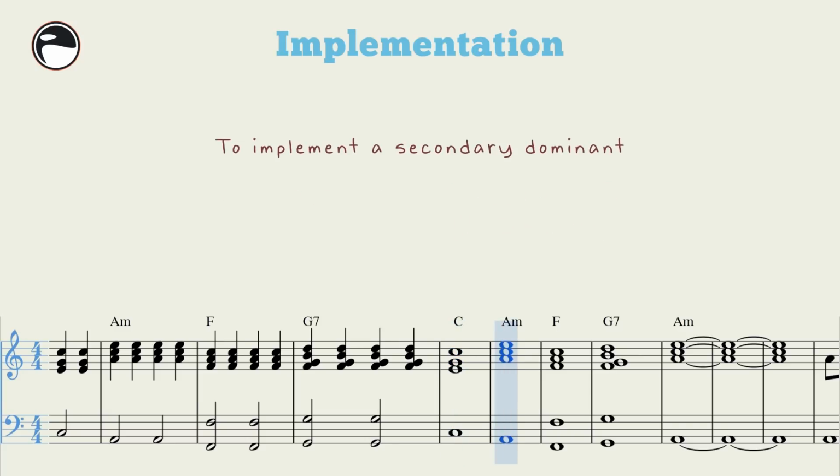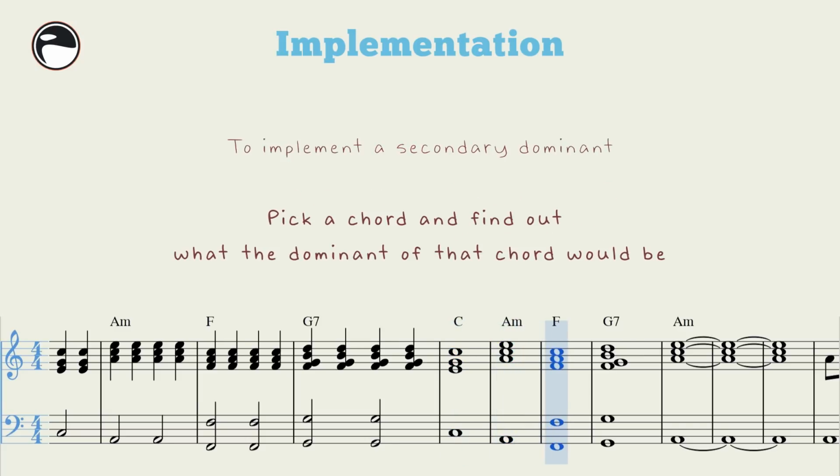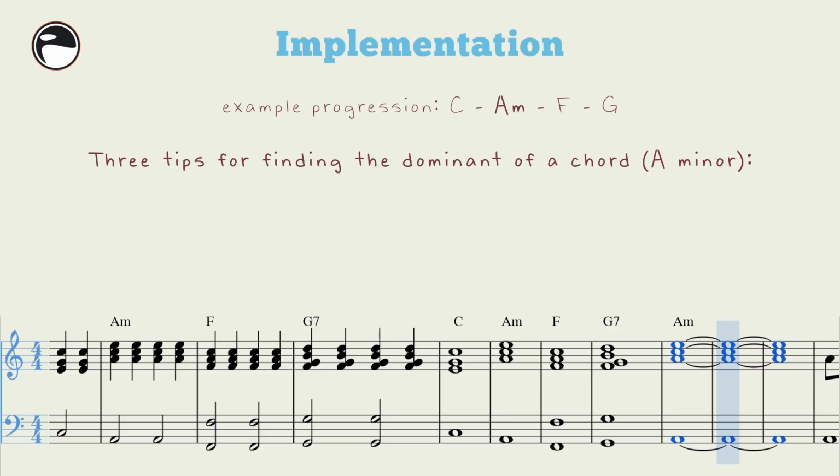To implement a secondary dominant, pick a chord in the progression and find out what the dominant of that chord would be. Let's choose the chord A minor. Here are 3 tips to quickly find the dominant of a chord, in our case, A minor.